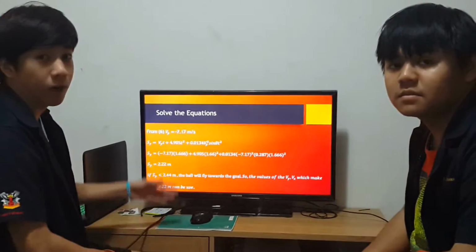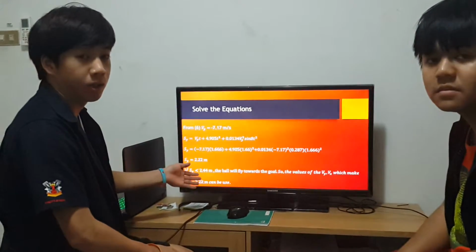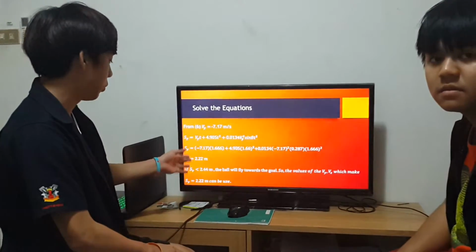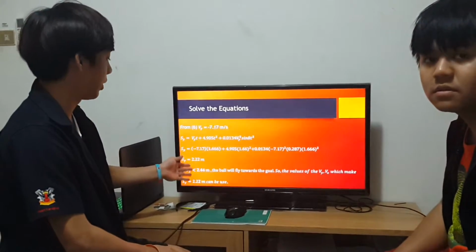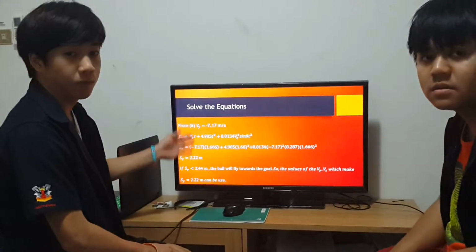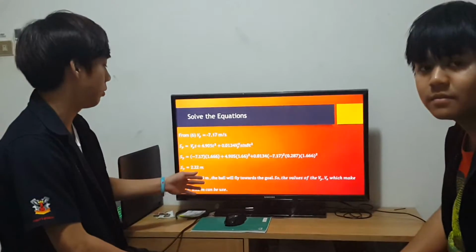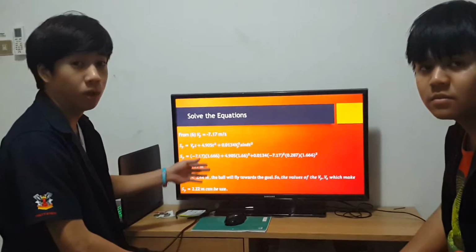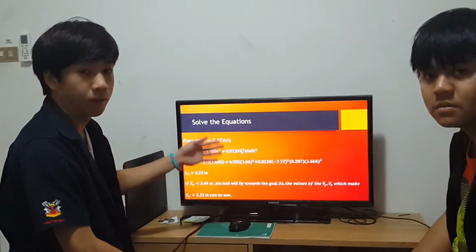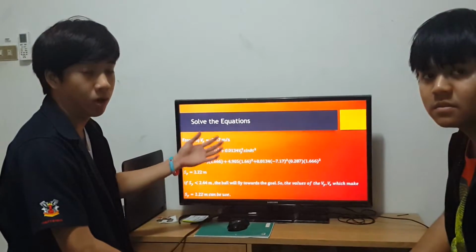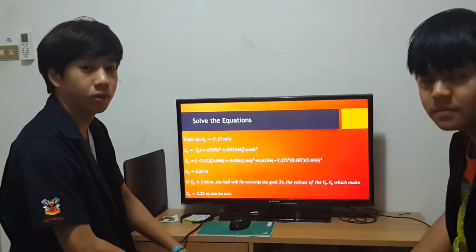In this slide, we find the displacement in the y-axis. So the value is 2.22 meters. This value is less than 2.44 meters, so the ball will fly towards the goal. That means the velocity that we use is correct in the y-axis and x-axis.